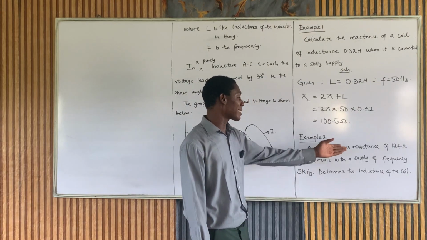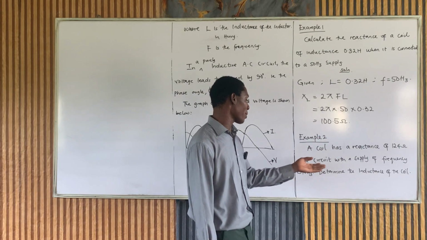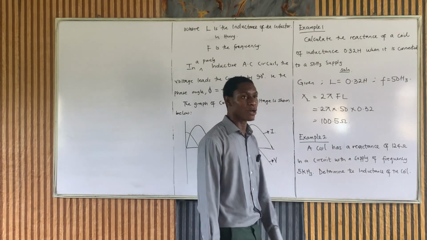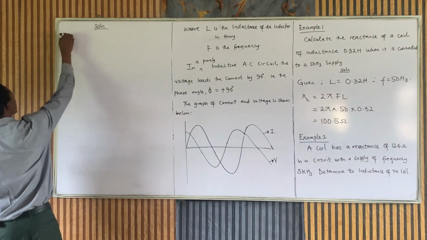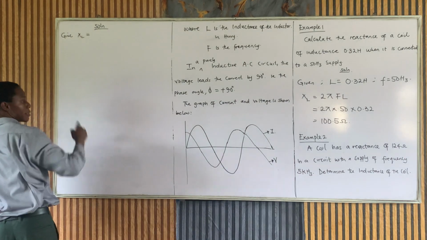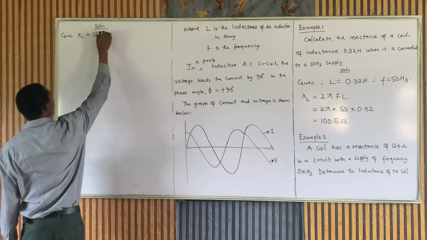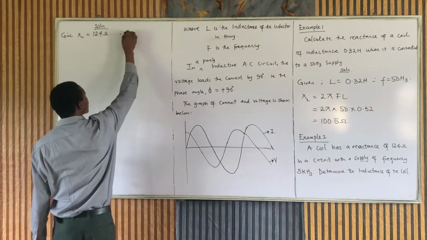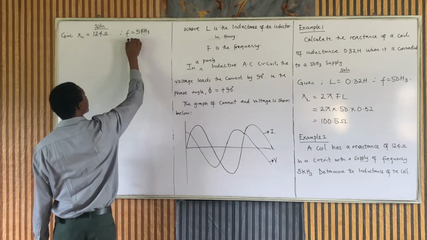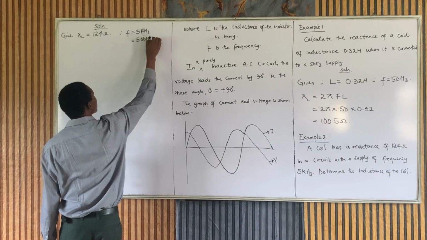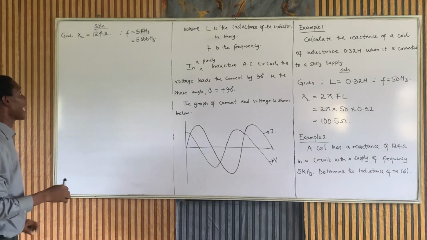Example 2. A coil has a reactance of 124 ohms in a circuit with a supply frequency of 5 kHz. Determine the inductance of the coil. Here, to solve that question, we are given the inductive reactance, 124 ohm, and then we are given the frequency, 5 kHz, which is 5,000 Hz. That is just times 1,000. Okay, so we have to get the inductance of the coil. That is, we are looking for the L value of the coil.